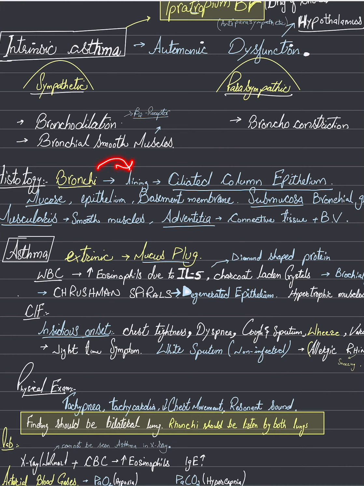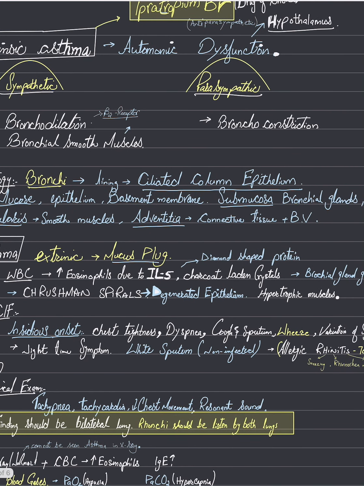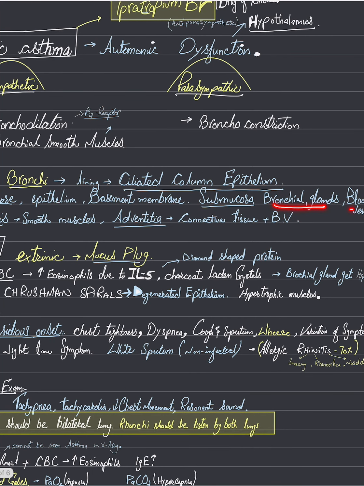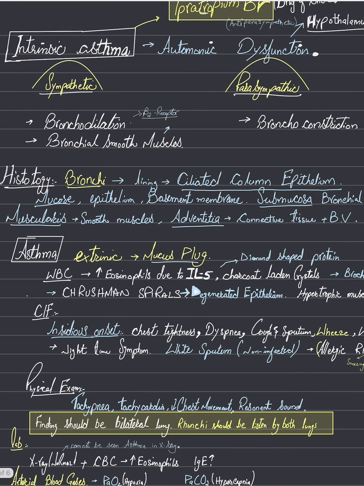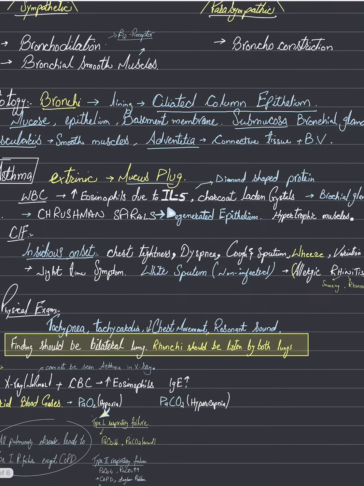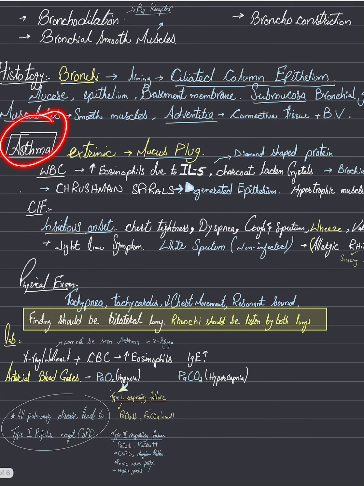In the bronchi, the lining is ciliated columnar epithelium, and the mucosa has epithelium and basement membrane, and some mucosa has bronchial glands and blood vessels. The muscularis contains smooth muscles, and the adventitia contains connective tissue and blood vessels. So now we can talk about the asthma clinical features.